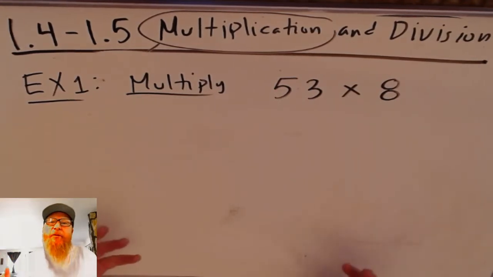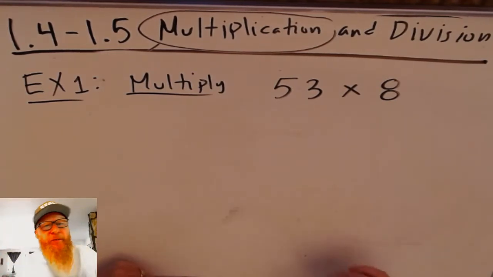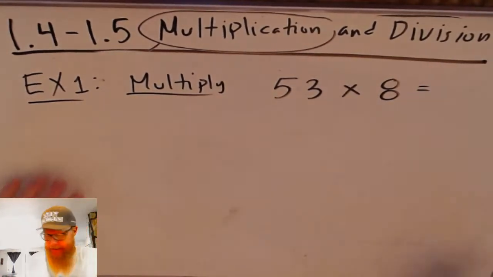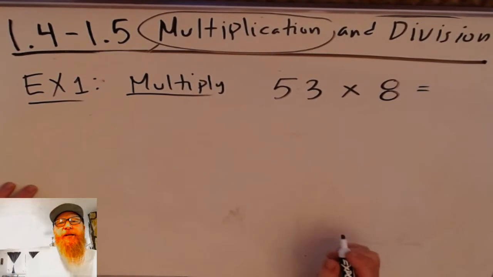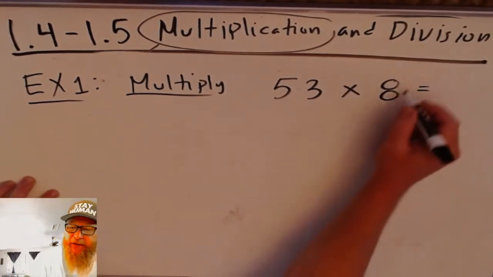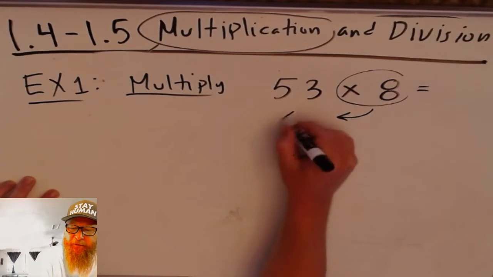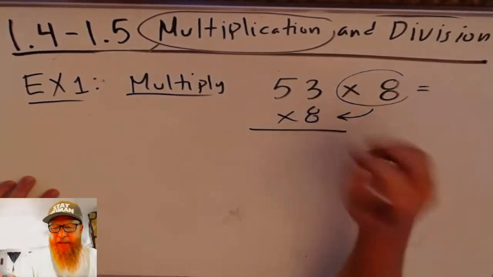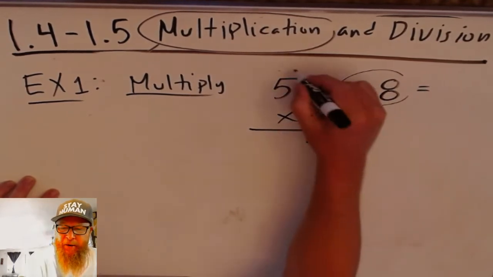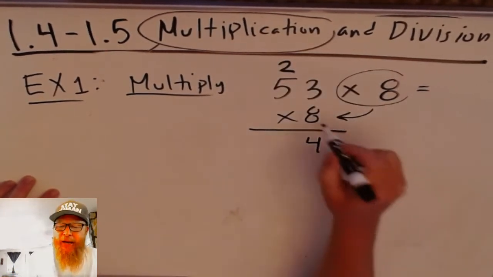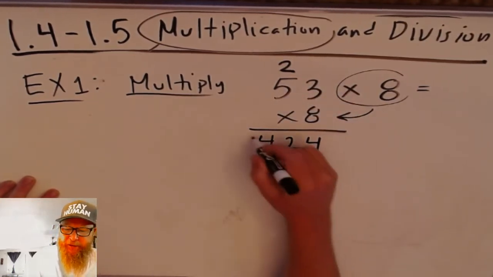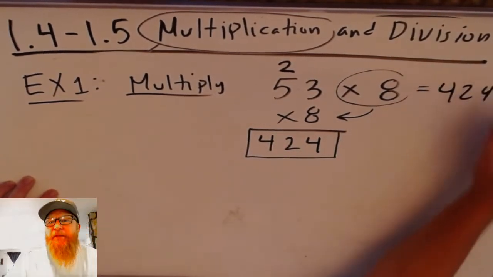If you're really good at mental math, then you already know the answer. It's 424 or something. Mental math is usually not very easy with larger numbers like this. So we're going to use the stacking method. Typically, we put the smaller number on the bottom. So 53 times 8, we do 8 times 3, which is 24. Carry the 2. And then 8 times 5 is 40, plus 2 is 42. So the answer is 424.